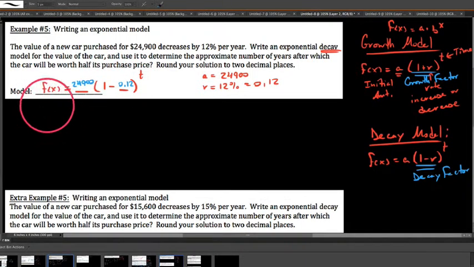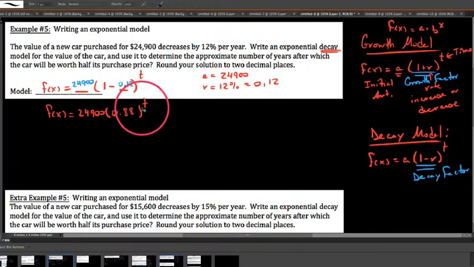Now I will say that in terms of model writing, it's entirely appropriate to go ahead and simplify what we have in parentheses here, and this would just come out to be 0.88 over time. And so essentially what's happening is we're starting with this initial value of the car, 24,900, and every year it's only going to be worth 88% of what it was the year before. And that's because we're taking off this initial 12%. And so here is our model that we've written.